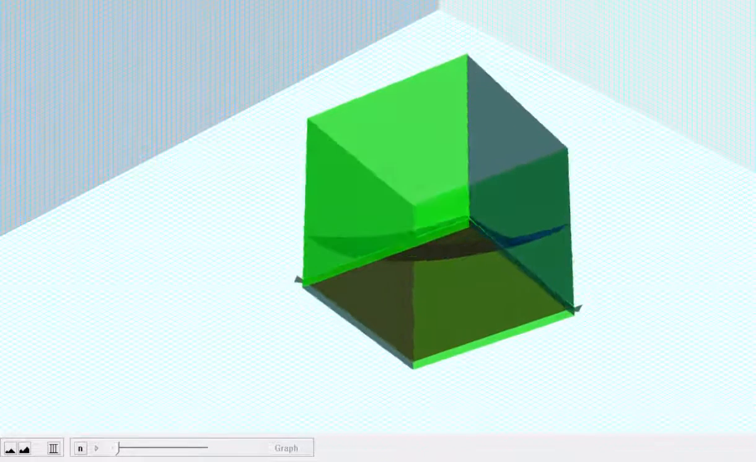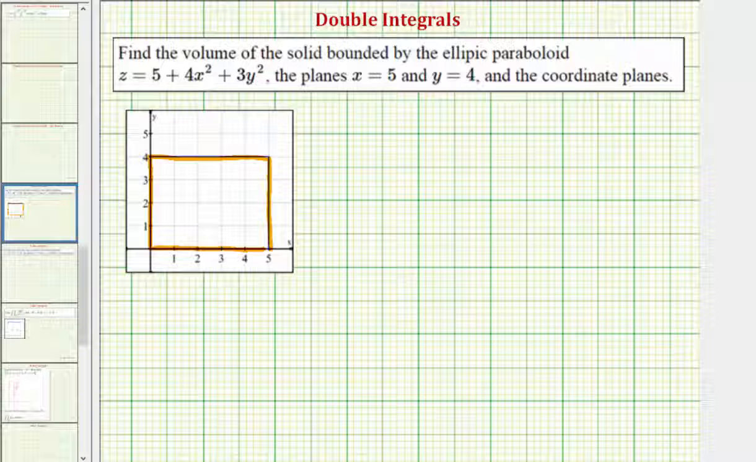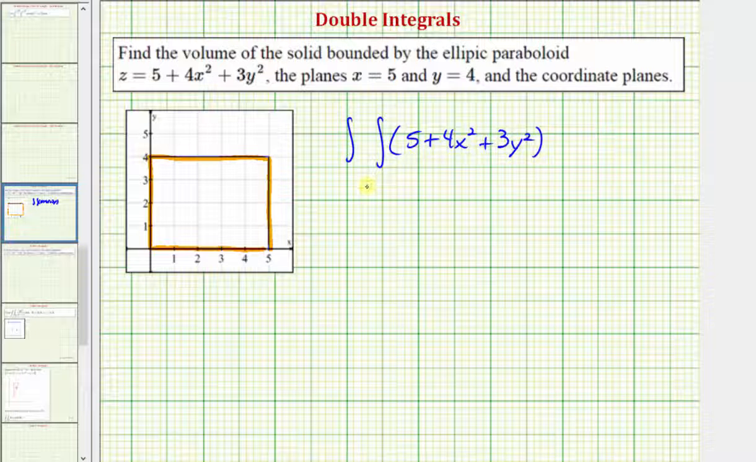So going back to our work, let's go ahead and set this up as a double integral. So the integrand function is going to be the paraboloid. We need to decide on the order of integration. Let's integrate first with respect to x. So we'll integrate with respect to x from 0 to 5. And then we'll integrate with respect to y. With respect to y, we'll integrate from 0 to 4.